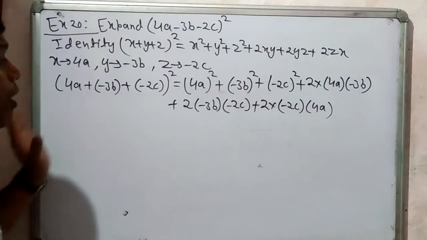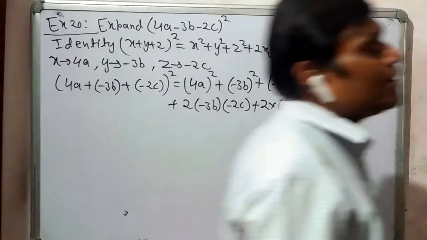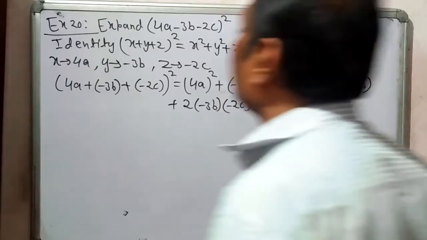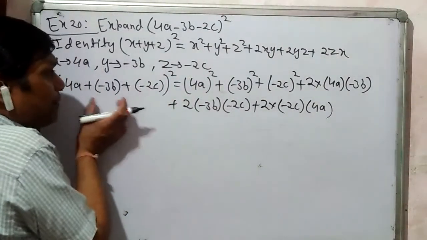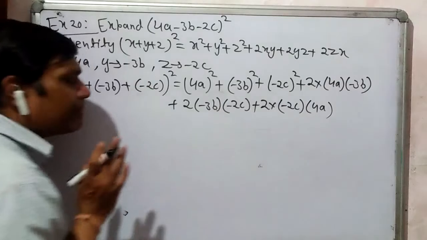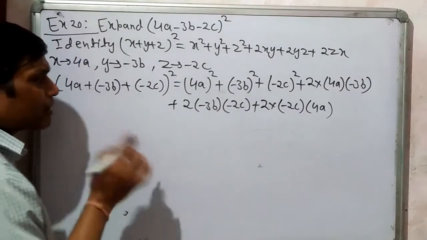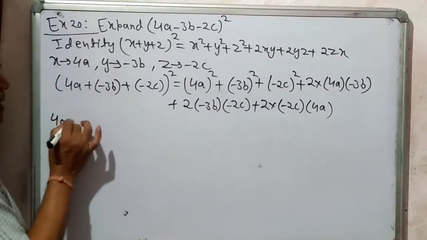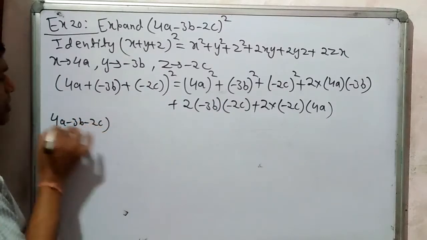Simple. Please remember, while using this fifth identity, we have to replace x, y and z with their proper signs. Positive or negative signs are to be taken care of. So we have replaced them with their proper signs. Negative to negative, positive then positive. Solve this out. What we get is 4a minus 3b minus twice c.